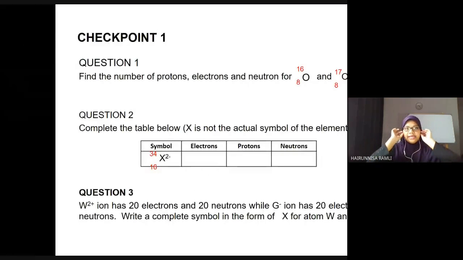Okay, so ini yang saya nak kita discuss kat sini. Dah buat ke? Yang ni dah. Okay. So kita nak check jawapan lah kat sini, eh. Saya boleh bagi pun jawapan. Saya dah ada jawapan dalam slide saya ini. Tapi saya prefer sekejap, eh. Sekejap. Saya stop sharing sekejap. Okay.